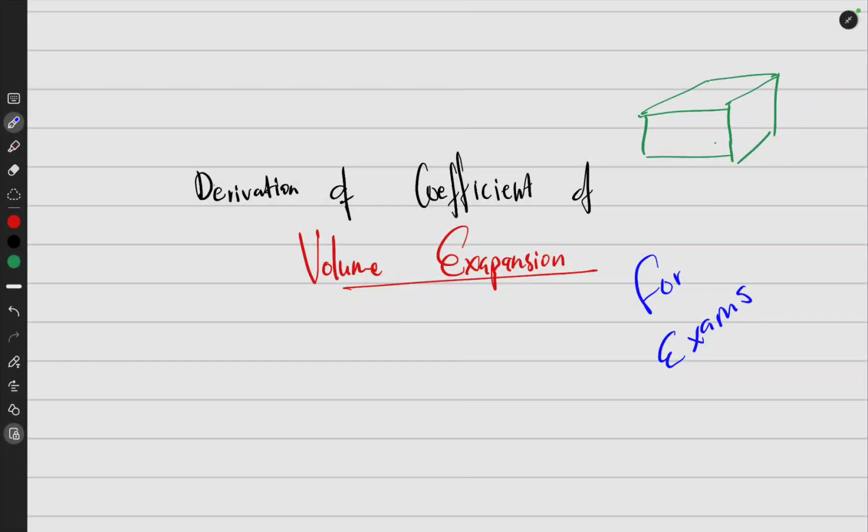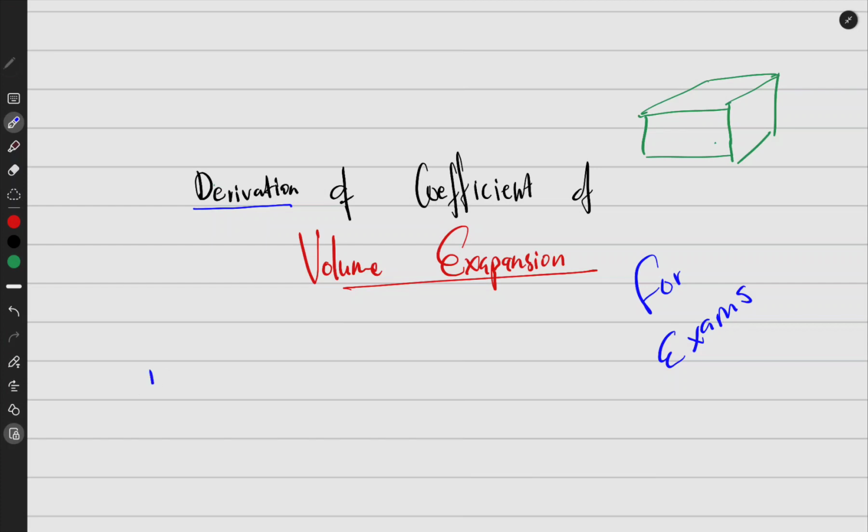In this video, we are going to do a derivation of the coefficient of volume expansion. For the purpose of this video, we assume that by now you know the formula for linear expansion, which is what we are going to use.